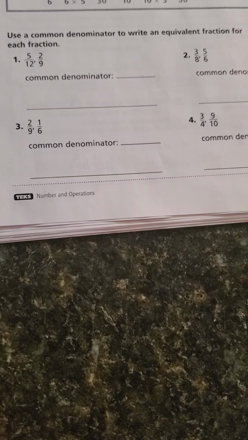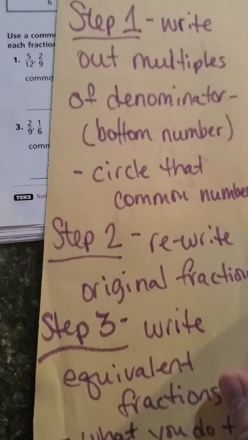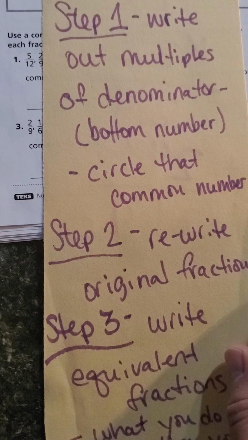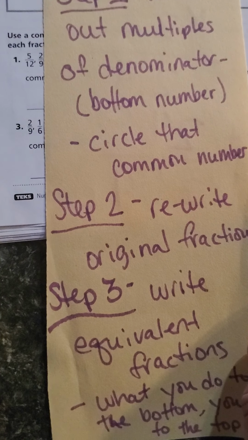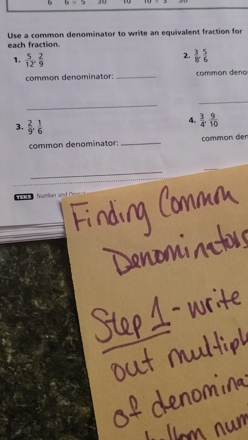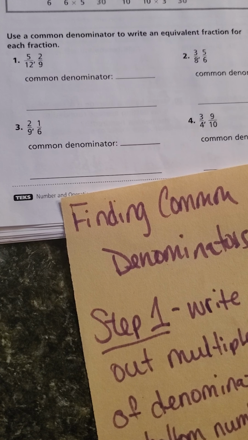Now, there's steps to doing this, okay? And here are my steps. Step 1, finding common denominators. You need to write out the multiples of the denominators, of both of them. That bottom number, you're going to write out the multiples. You're going to write out multiples for 12 and 9, okay? I always like to start with the smallest number first and write out my multiples, and then the largest number and write out my multiples. You can do it either way, as long as you write out multiples for both 12 and 9. This is where knowing your multiplication facts comes in handy, okay?